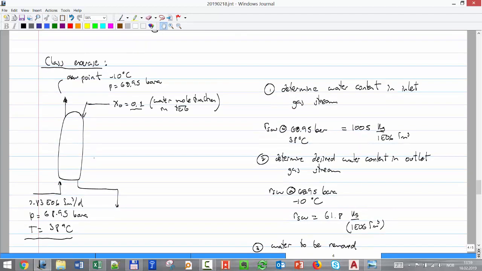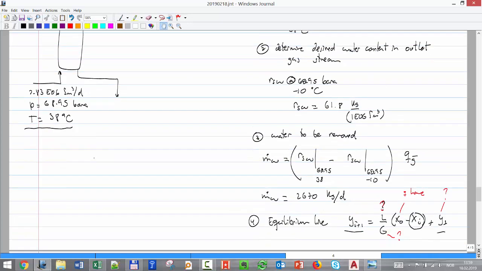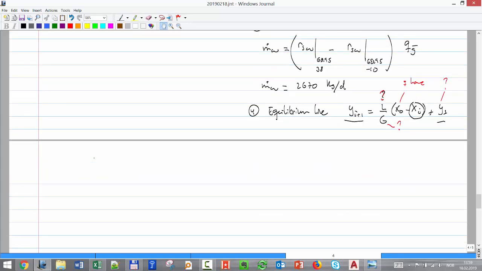And we started to make an exercise. The first thing we made was to calculate the water content that we have and the water content that we want. We calculated how much water has to be removed. And now we are just at the step to calculate this equilibrium line.